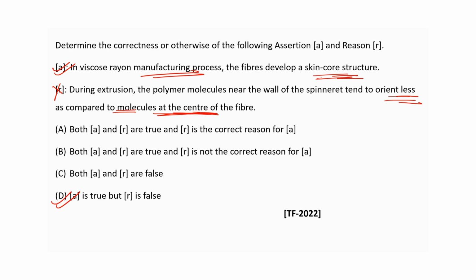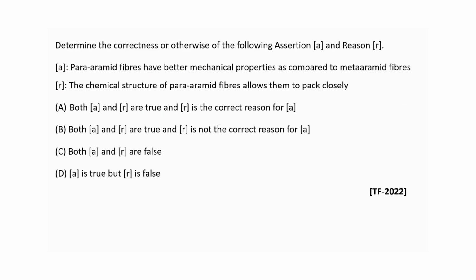Now coming to the next question, it is also an assertion and reason type of question. In this, the assertion is: para-aramid fibers have better mechanical properties as compared to meta-aramid fibers. So you need to know what para-aramid fibers are and what meta-aramid fibers are. And the reason that is given is: the chemical structure of the para-aramid fibers allows them to pack closely. So what is para-aramid? Para-aramid is a type of polyamide that has high strength. Both aramid fibers, meta-aramid as well as para-aramid, are high strength fibers.